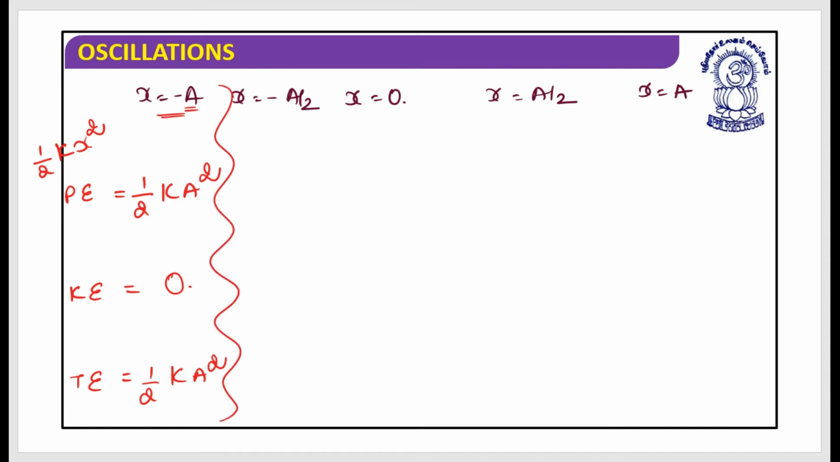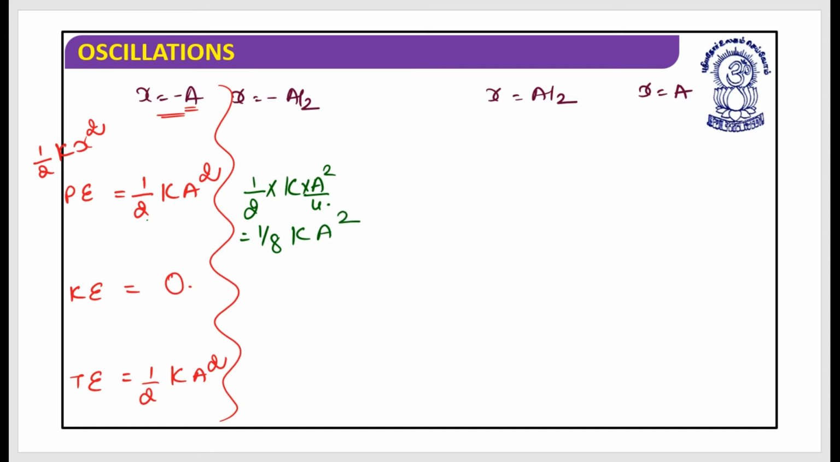Now let's discuss the situation for x equals minus a by 2. What would be the situation at x equals minus a by 2? Let's have a look. Potential energy would be equal to 1 by 2 into k into a square by 4, and that's 1 by 2 into 1 by 4. This is 1 by 8 k a square.